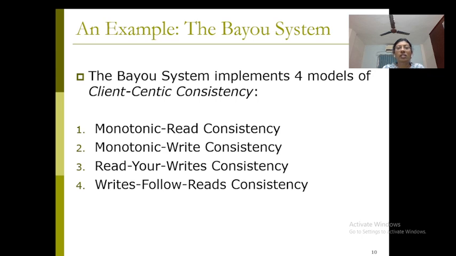An example, the Bayou system. The Bayou system implements four models of client-centric consistency: monotonic read consistency, monotonic write consistency, read-your-writes consistency, and writes-follow-reads consistency.